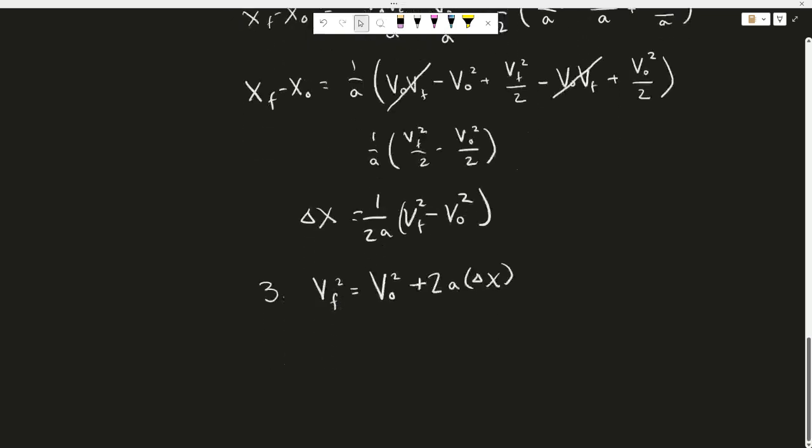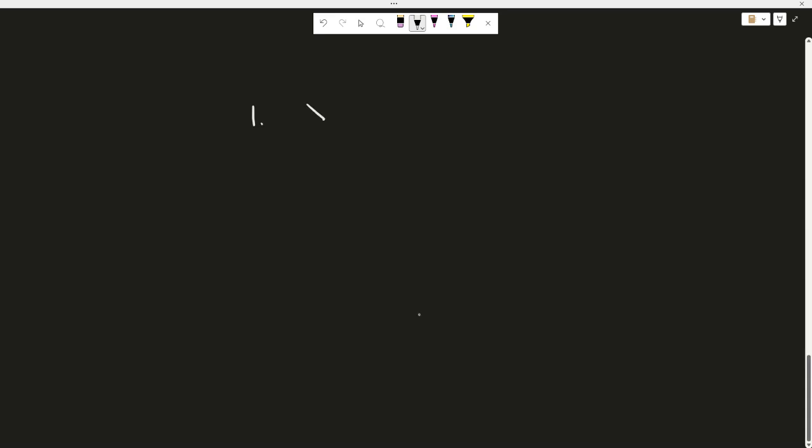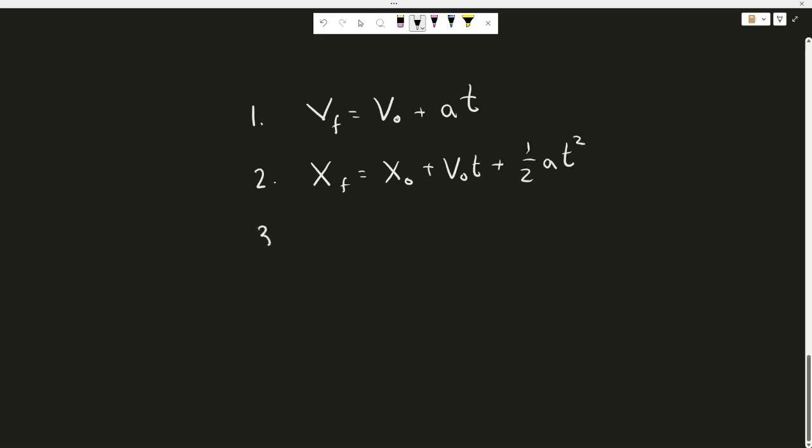Let's do a small recap. We have our first kinematic equation, v final equals v initial plus at. Our second kinematic equation, which is x final equals x initial plus v naught t plus 1/2 a t squared. And our third kinematic equation, which is vf squared equals v naught squared plus 2a delta x.